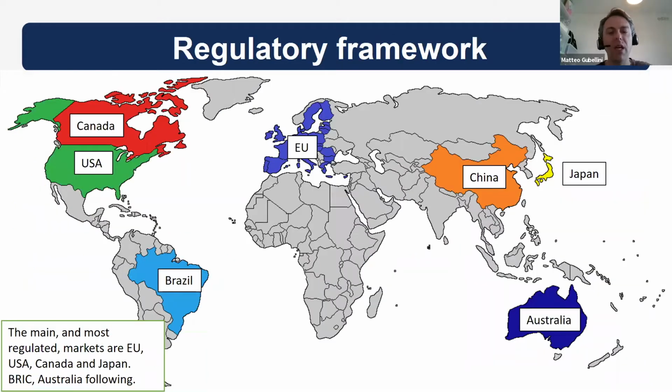Regulation framework. We have highlighted the main markets. Starting on the top left, we have Canada, USA. We also have smaller markets, but growing, like Brazil. Of course, we have the EU, China, Japan, and Australia. And this is what we're going to cover in the next few minutes.